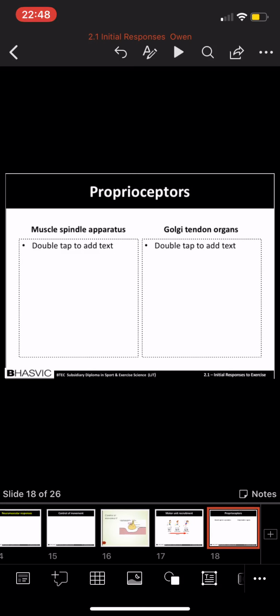In order to prevent tears and too much tension, the body has muscle spindle apparatus and Golgi tendon organs. Firstly, the muscle spindle apparatus are in the belly of the skeletal muscles, and they detect stretch and the velocity of the muscles. This is because they have extrafusal fibres, which act on myosin. This means that a contraction can occur.